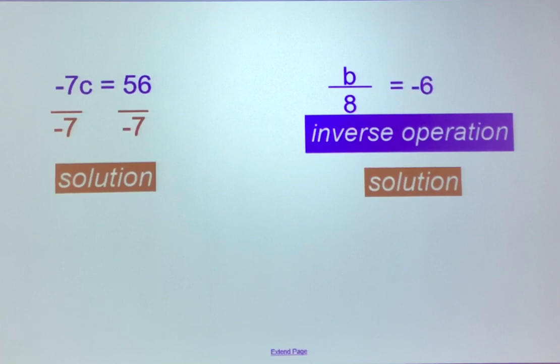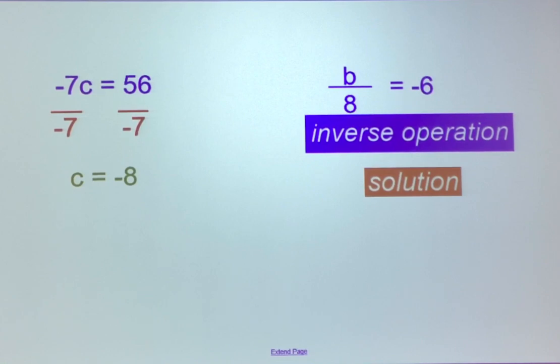We've learned now that on a one-step equation, when we do the inverse operation, it isolates the variable. So we have c by itself. On the other side, we have to do 56 divided by a -7. Well, a positive divided by a negative is going to give us a negative answer. So our solution would be c is equal to -8. All right. One last one for you here.